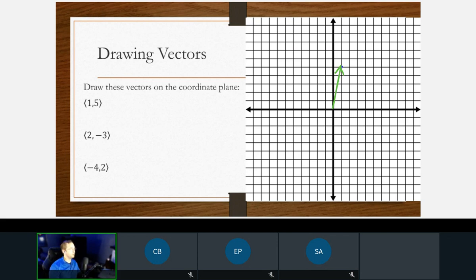Nothing tricky. Volunteer to do the next one for us. All right, Emily, you can do the next one. How about the third one? Who wants to do that one? Emily, and use red for that one. Who wants to do the third one? All right, Sarah, do the third one and use blue, please.